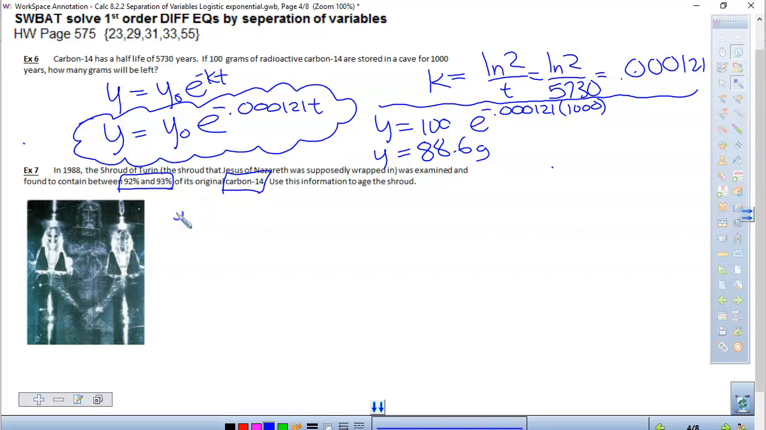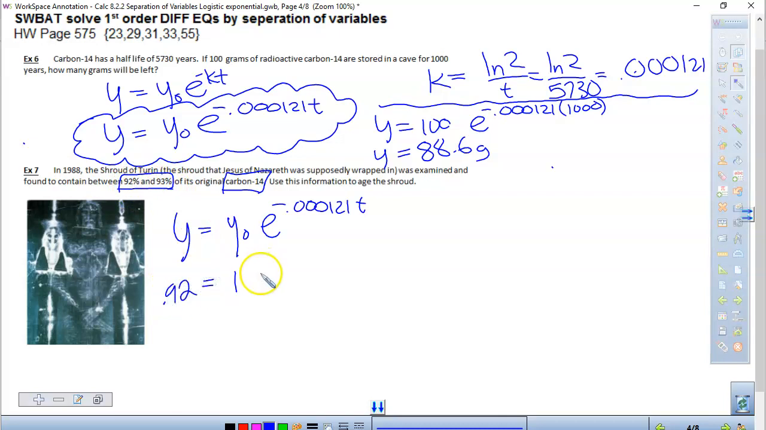All right, so let's do this. What's y going to be here? y equals y sub 0 e to the negative 0.000121 t. Okay. So what are we going to plug in? Just plug in 1, or just 100. Yeah, 1 and 0.92. So 1 and 0.92. We'll plug those in.